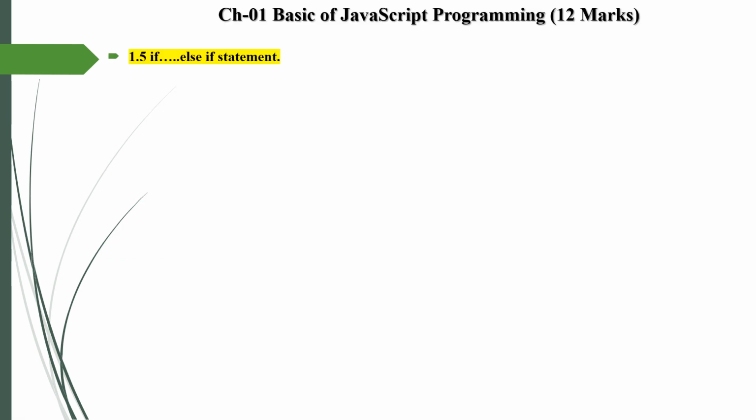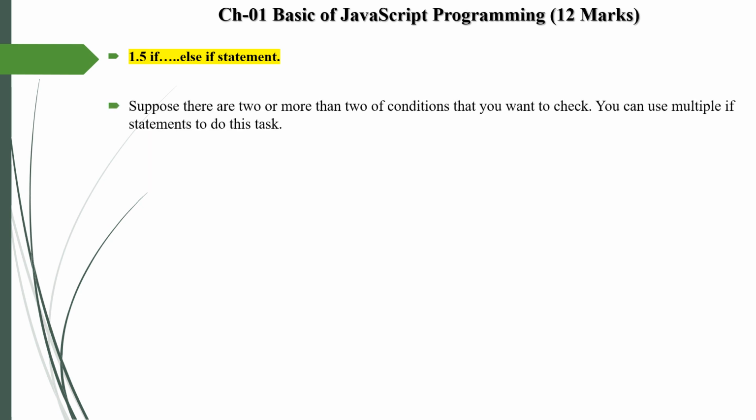Next we study the if-else if statement. It is also known as the if-else ladder. Suppose there are two or more conditions that you want to check. You can use multiple if statements to do this task. So when you check multiple conditions in programming, at that time we use the if-else ladder statement.